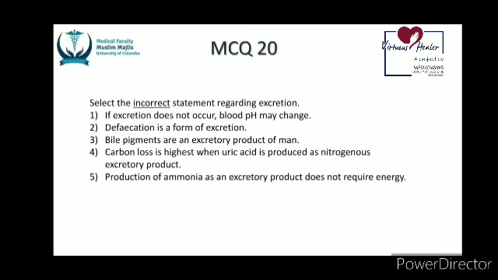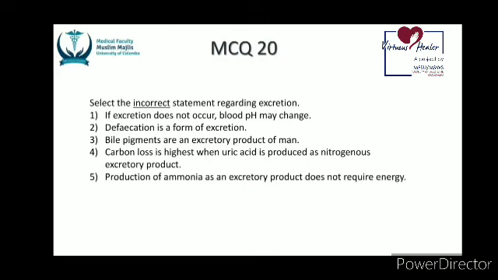Statement number 1. If excretion does not occur, blood pH may change. Now, what do you mean by excretion? Excretion is a process in which the unwanted and toxic byproducts that are produced within the cell during cellular metabolic processes will be removed from the body. And what are the examples for excretory products? They will be carbon dioxide, ammonia, urea, and uric acid.